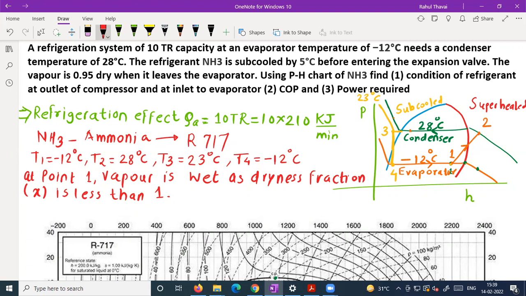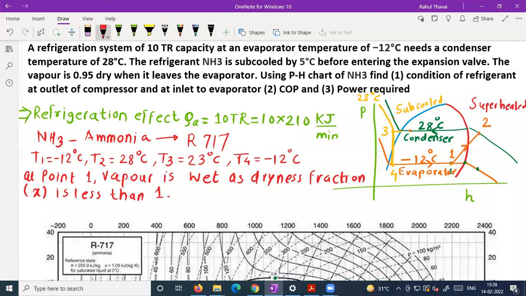On the red part, we get dryness fraction equal to 1. In between the blue and red, inside the dome, we get a dryness fraction greater than 0 and less than 1, and that is nothing but a wet stream. Now let us start with that. So at point number 1, the stream is wet.